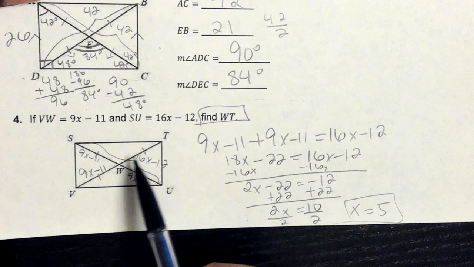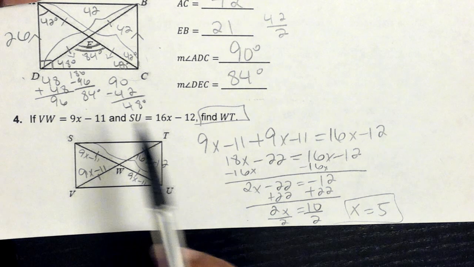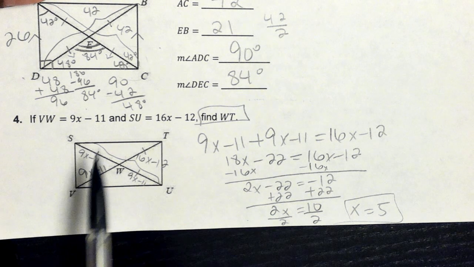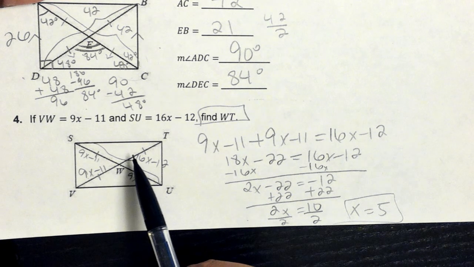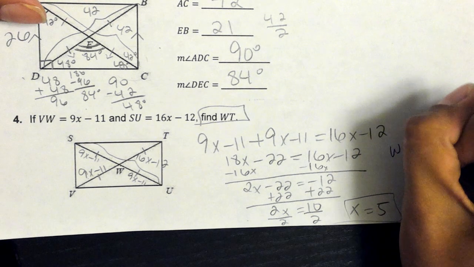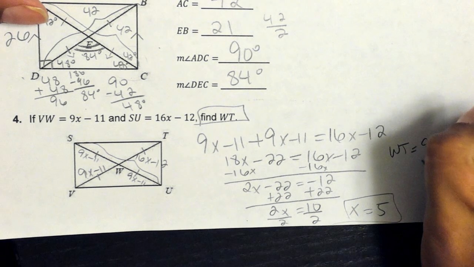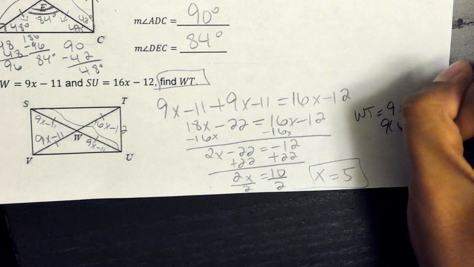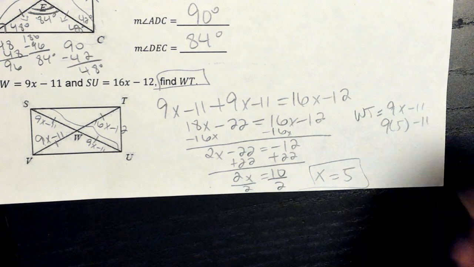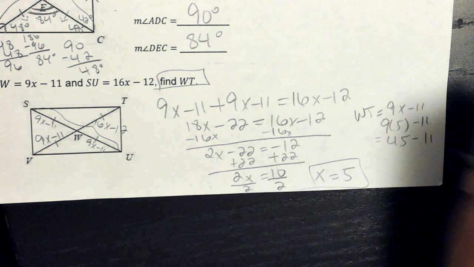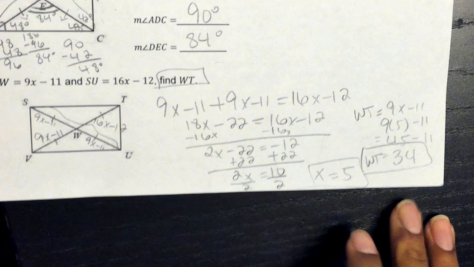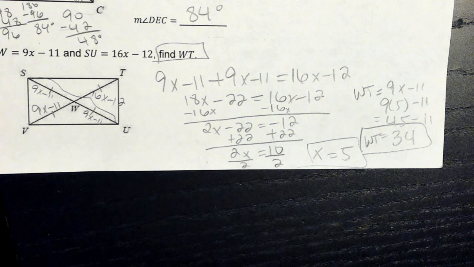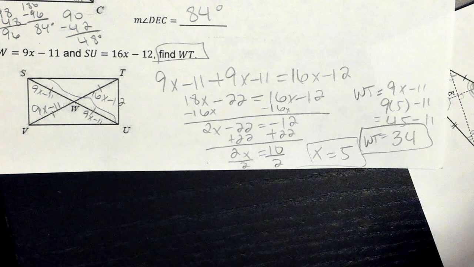So, WT. I don't have any information there. But, all of them have 1 tick mark, so they're all the same. So if I plug x into 9x minus 11, that will give me the answer to go there. So, WT, 9x minus 11, so 9 times 5 minus 11 gives you 45 minus 11, which gives you 34 for WT. And that is your answer. Okay? When you're ready, go ahead and flip the paper.